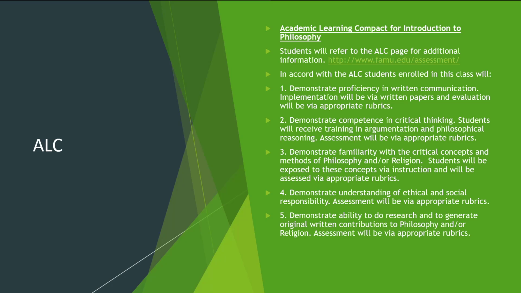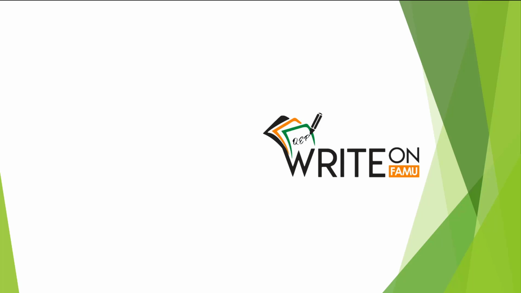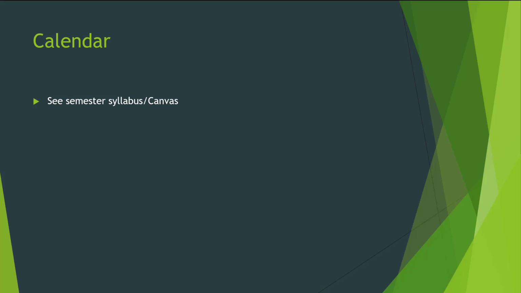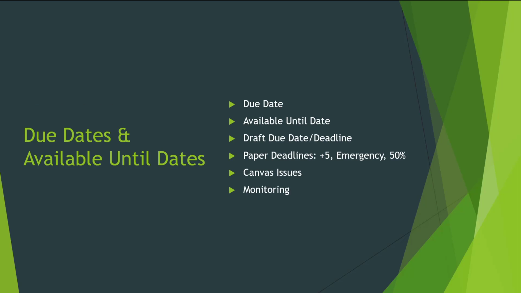For the Academic Learning Compact, that's spelled out in detail in the syllabus. It is also here on the slide if you wish to look at it. There's also the Quality Enhancement Plan. This course is not part of it, but so you're familiar with it. For the particular calendar for the course, be sure to see the PDF semester syllabus. Also, Canvas has its own convenient calendar system, which lays all that stuff out there.